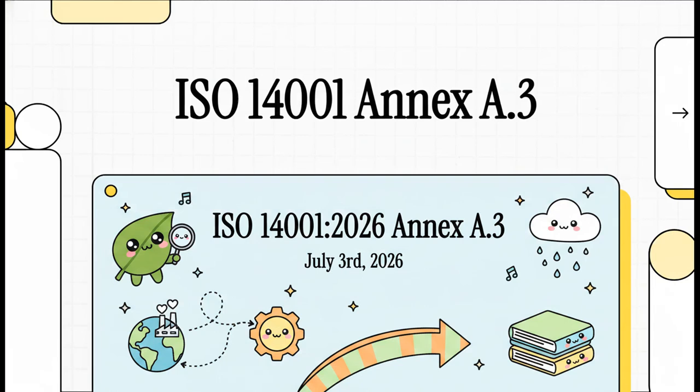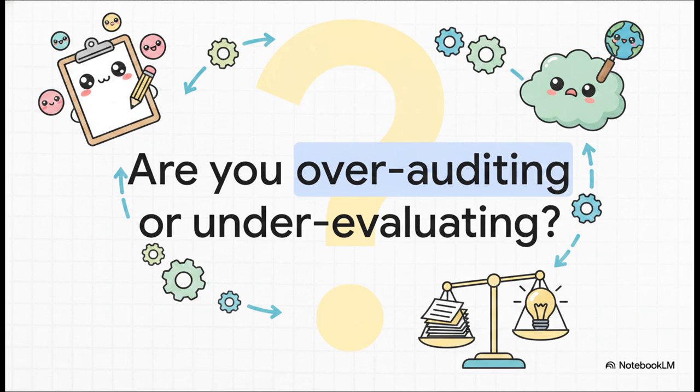So today, we're diving into what is honestly a pretty incredible tool for auditors, ISO 14001:2026's Annex A3. Look, if you apply this right, it totally transforms how we evaluate environmental management systems. We're talking about moving away from those rigid, static frameworks and turning them into dynamic drivers of actual, real-world environmental performance.